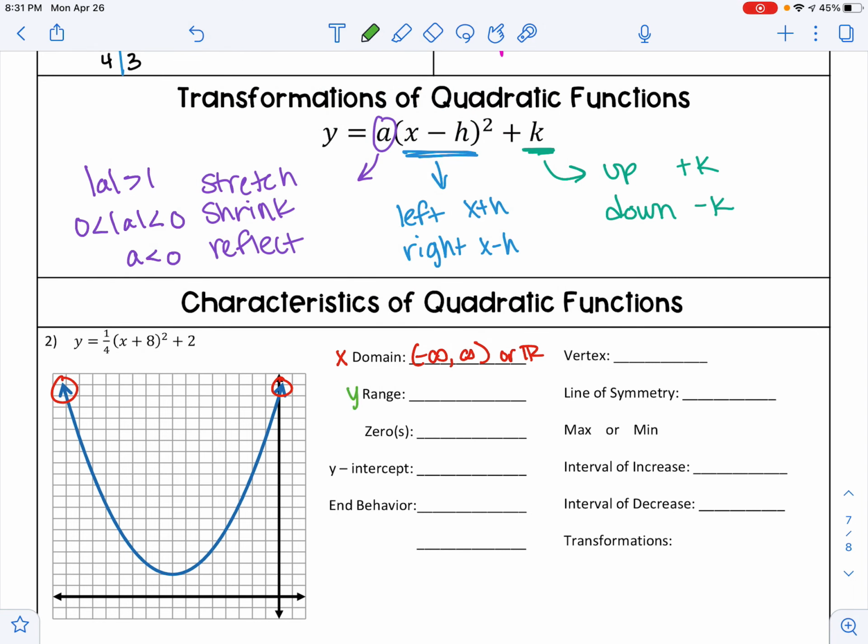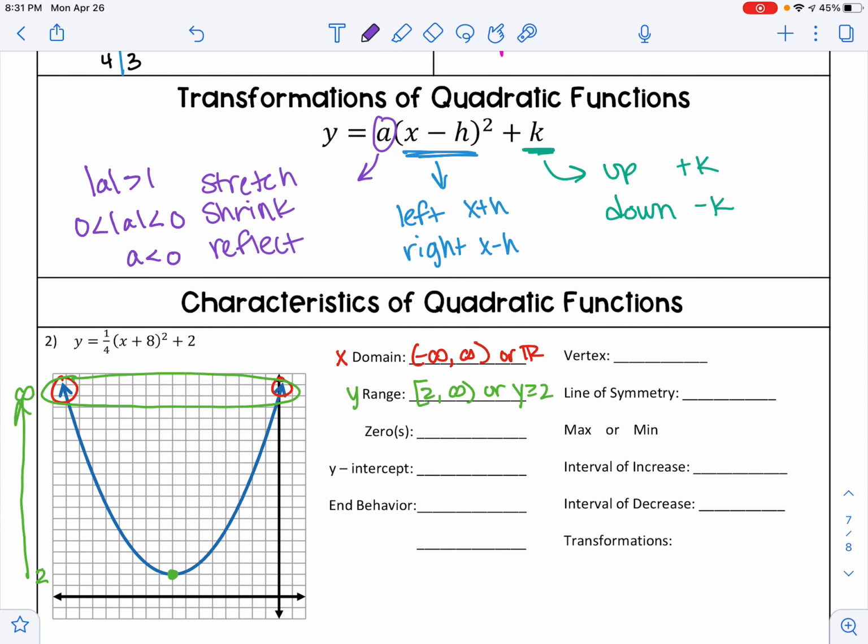Your range is your y values from the bottom of the graph to the top of your graph. The bottom of my graph is my vertex. This is where my y value is 2. And then my graph is going up forever, so that's going to infinity. So my range is from 2 to infinity. Or I could say y is greater than or equal to 2.